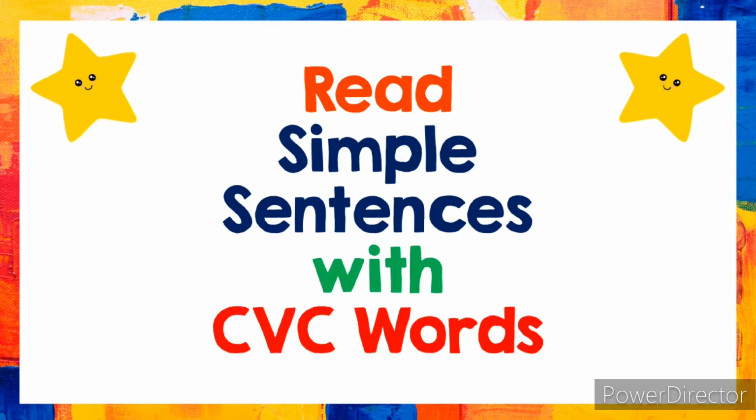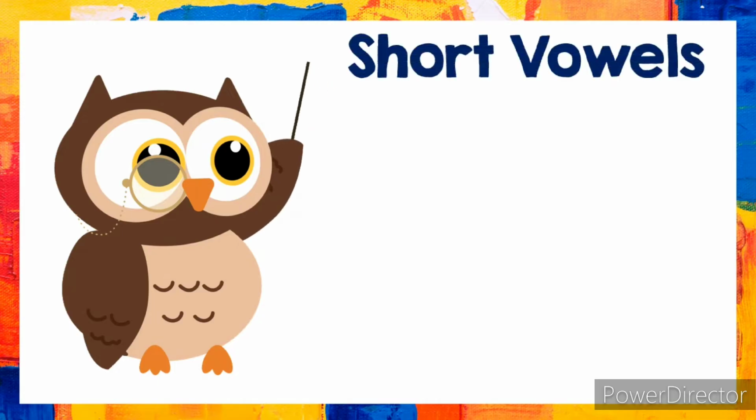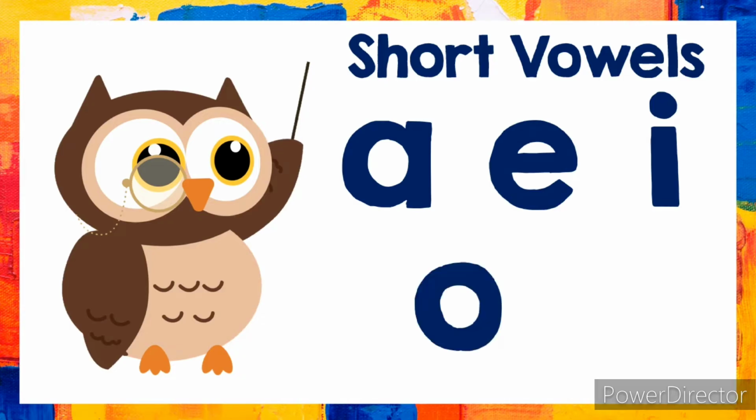In this lesson, we will read simple sentences with CVC words. We will focus on reading words with short vowel sounds. These are the sounds a, e, i, o, and u.